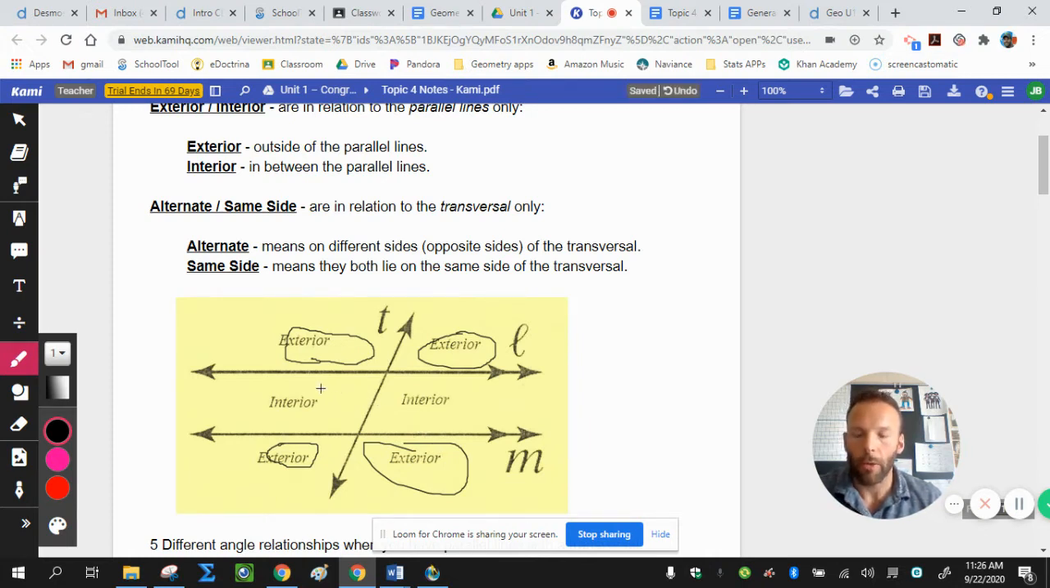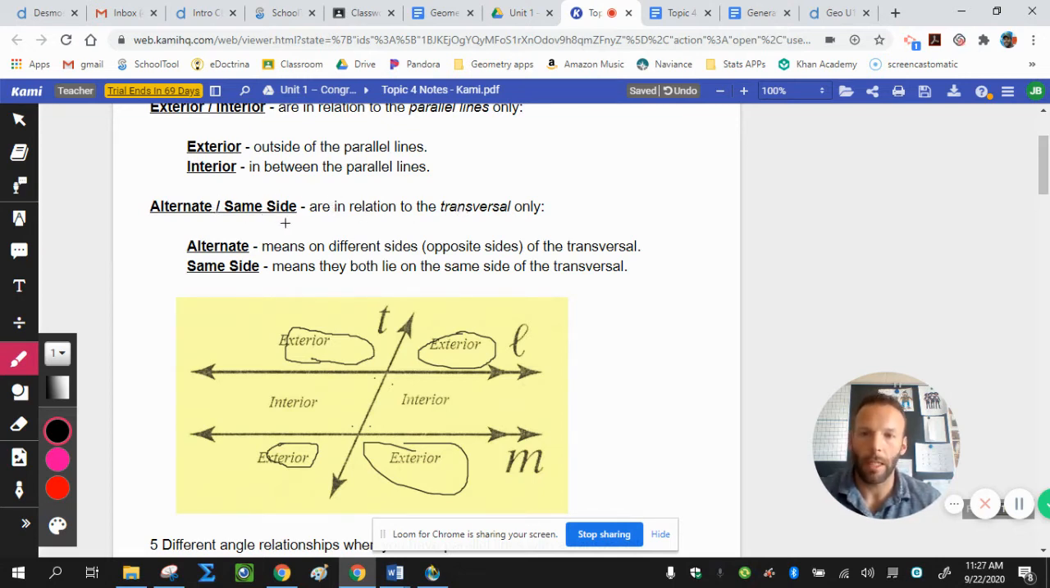Okay, there's four more angles that are on the inside of the parallel lines. That's inside here. So there's one right there, there's one right here, there's one right here, and there's one right here. So you have four exterior angles, four interior angles. Those terms exterior and interior are in relation to the parallel lines only. Now the next thing is the words alternate versus same side, and that's in relation to the transversal only.